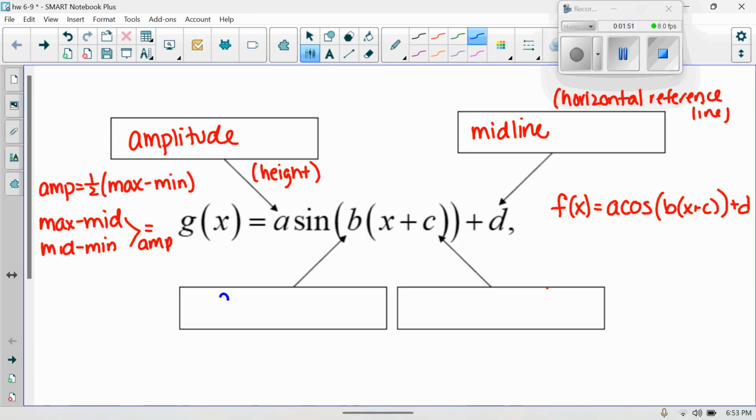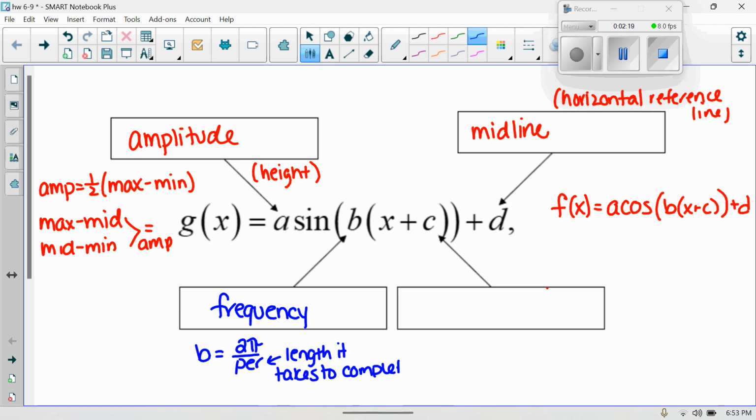B is known as your frequency. For sinusoidal functions, B is equal to 2 pi over the period. Period is the length it takes to complete one full cycle. C is known as my phase shift. Notice how B is on the outside of my parentheses. It is always factored out.